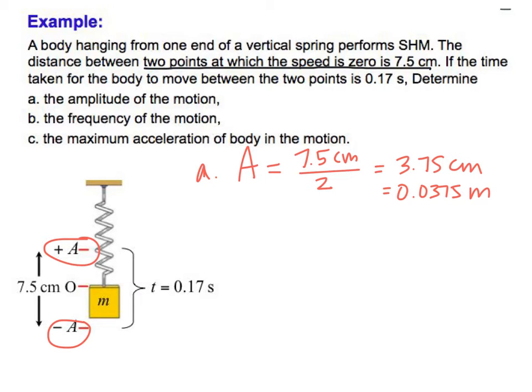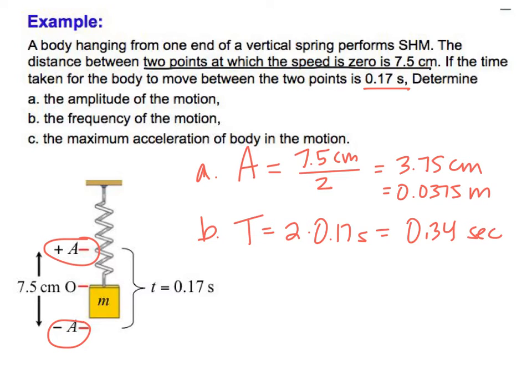The other information we're given is that the time taken for the body to move between those 2 points is 0.17 seconds. Okay, so that actually only represents half of the motion because the full motion is when the object returns back to its original position, completes one full cycle. And so to answer part B, we'll first find the period by multiplying this time by 2, so 0.34 seconds.